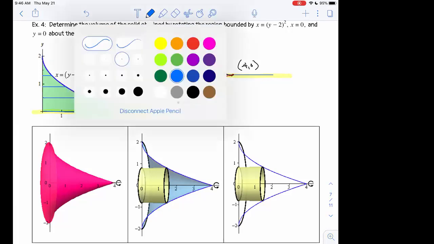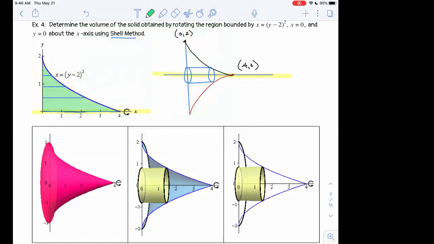And I could maybe pick a different color to draw a different shell. So if I wanted a shorter shell, maybe I have one that's like this. And this height is shorter than the first shell that I drew.